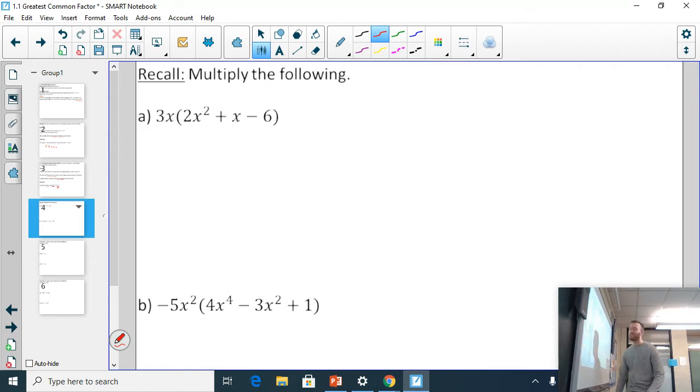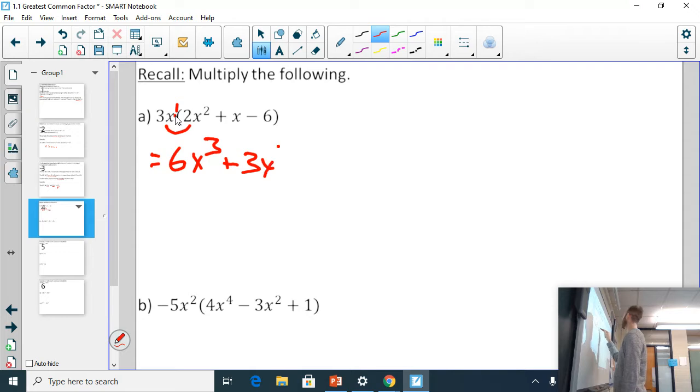And before we do, we're just going to kind of recall distributing to warm us up. So distributing is multiplying, right? And if we do 3x times 2x squared, 3 times 2 is 6. x is x to the first. x to the first times x squared is x to the third. 3x times 1x is going to be 3x squared. And 3x times negative 6 is going to be 3 times negative 6, which is negative 18. And then we have that x out front.